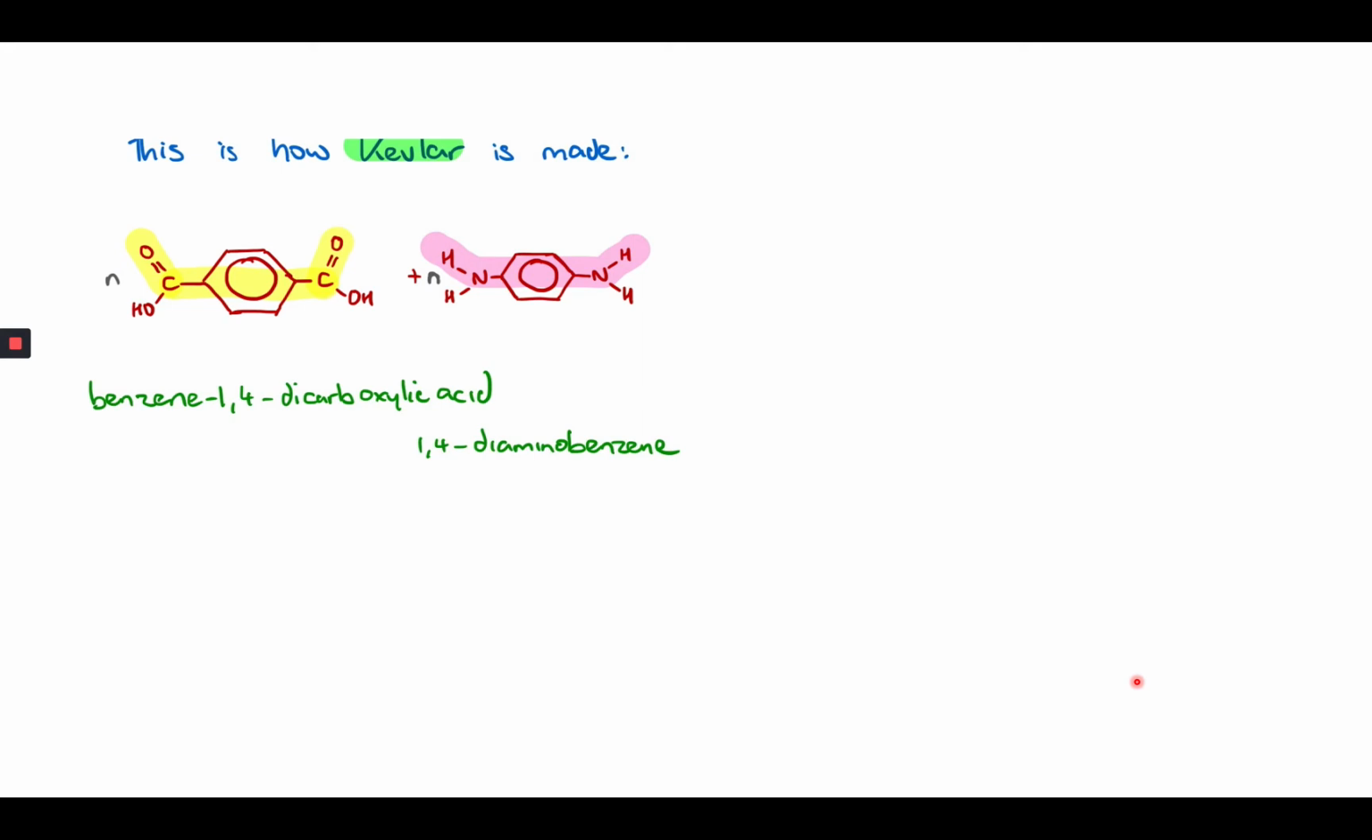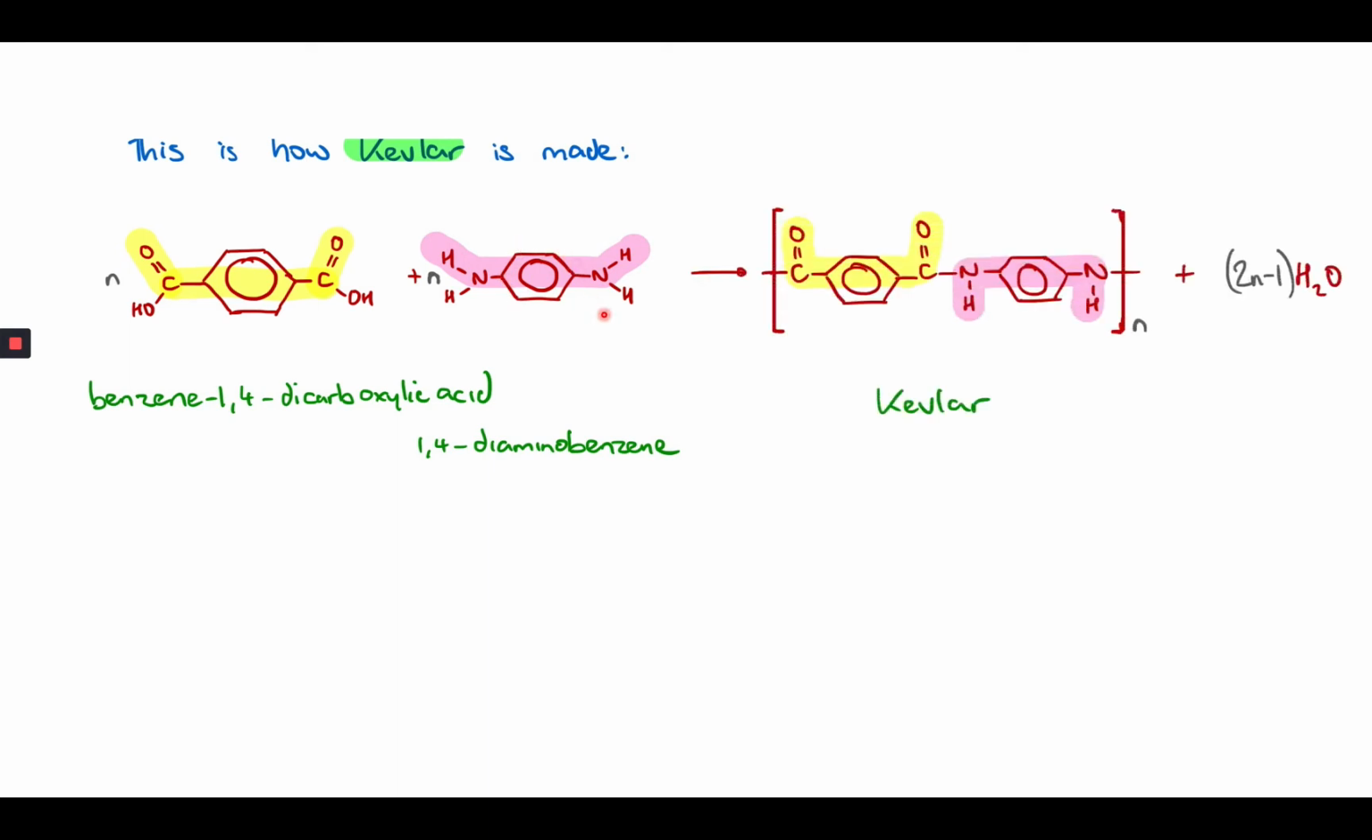But here we've got benzene-1,4-dicarboxylic acid again, which was the same as Terylene. But this time our second monomer is 1,4-diaminobenzene. So again, the same sort of principle on the numbering: 1, 2, 3, 4. Put those together, and that gives us our repeating structure for Kevlar. Condensation reaction. So this is just a concrete or specific example of the principle we saw on the previous slide.